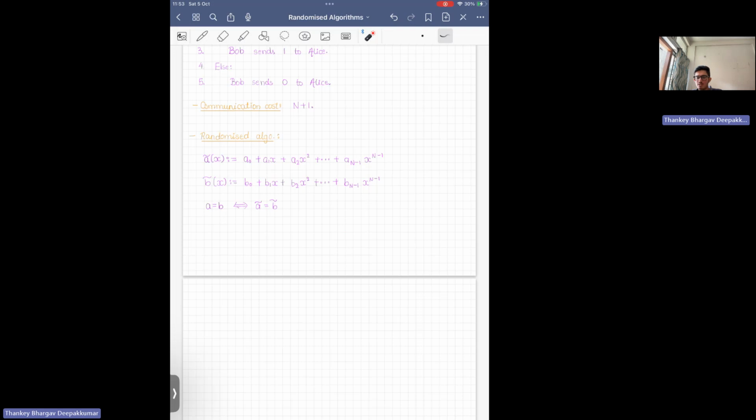Okay, so now all you have to do is pick a random R. So the algorithm becomes this. Pick R uniformly at random from a large enough set, let's say of size n square.